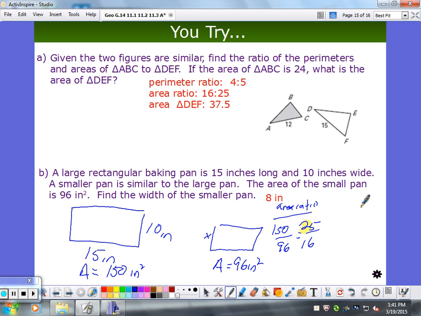So that means my side ratio is the square root of the area. So that's where the 5 over 4 comes from. So side ratio 5 over 4, which is that one to that one, is 10 over x. So 5x equals 40, x equals 8 inches. Okay? Draw the pictures, it helps.